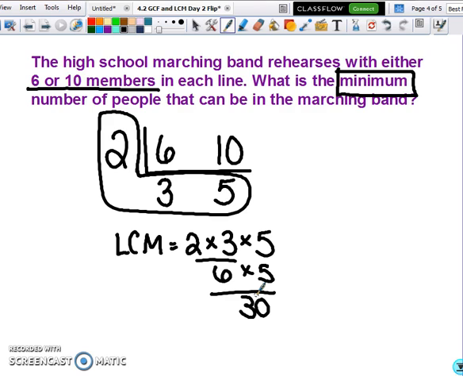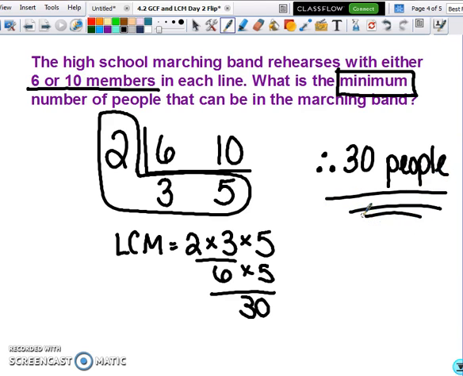That means that the minimum number of people they can have in the marching band is 30 people. That's the minimum. They could have more than 30, but the least amount of people they could have in the marching band is 30.